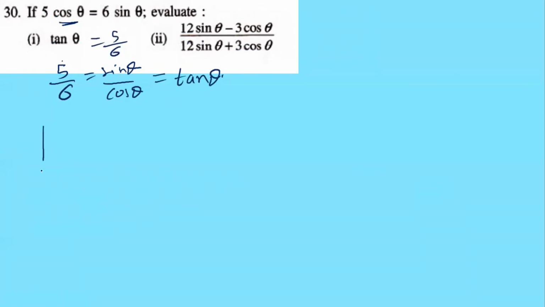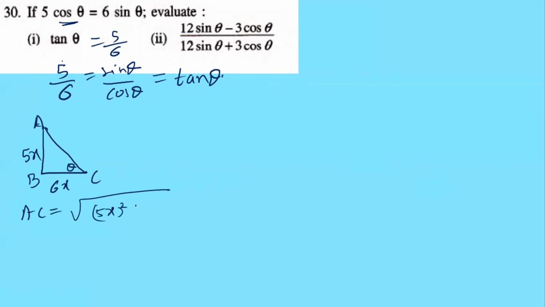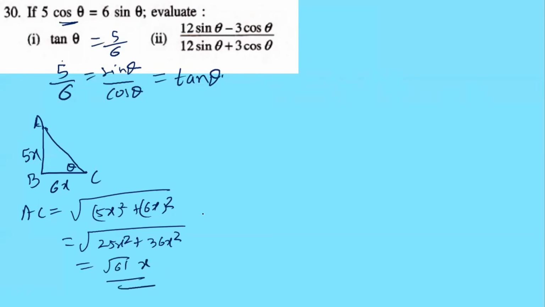Now let us draw a right triangle with the value of tan theta. Theta is an acute angle. So tan theta is opposite by adjacent. So this is 5x, this is 6x. Let this be triangle ABC. Let us find AC by Pythagoras theorem. So AC is equal to square root of 5x square plus 6x square. So which is 5x square is 25x square plus 6x square is 36x square. That is 25 plus 36, 6 plus 5, 11, carry 1, 61. So this is root 61x is the value of AC.